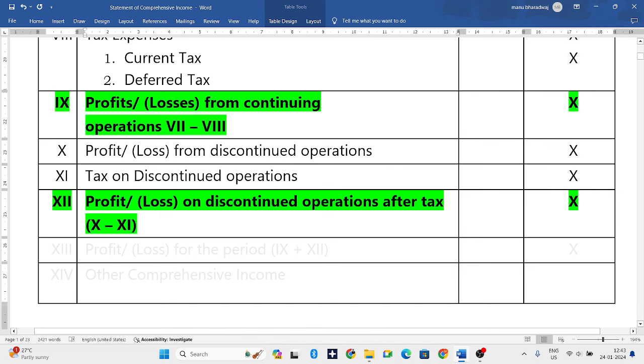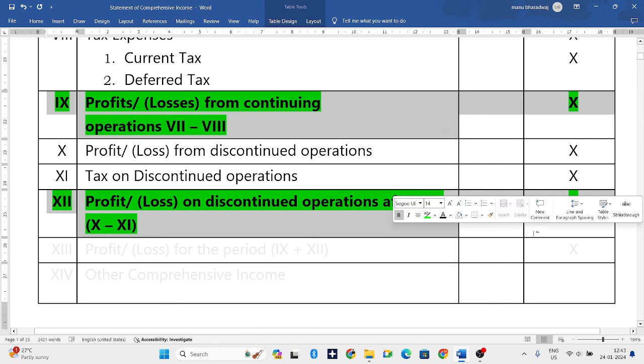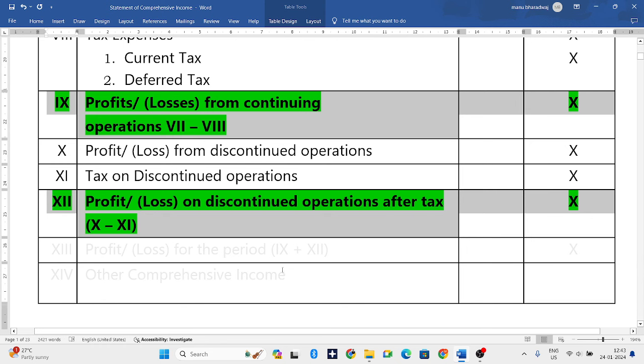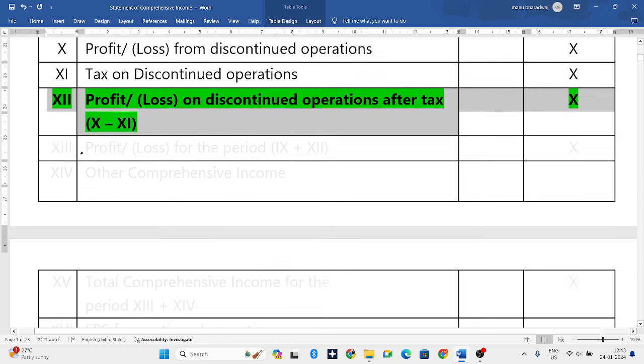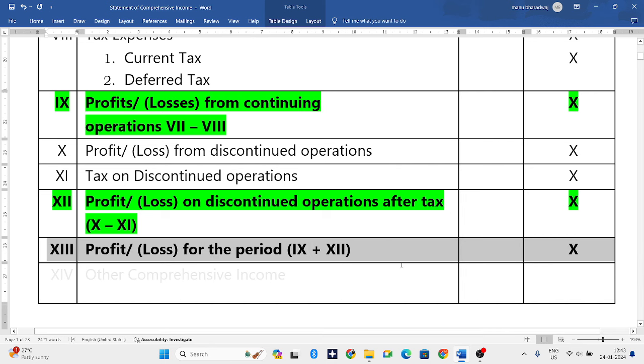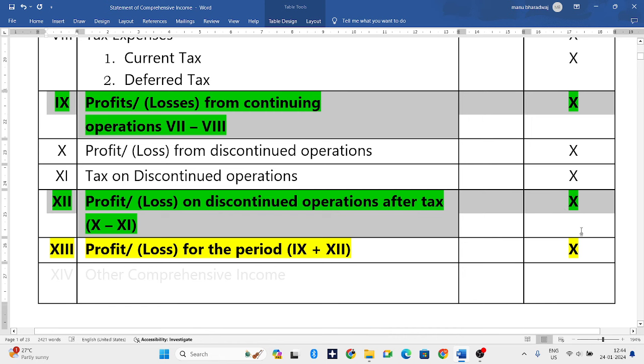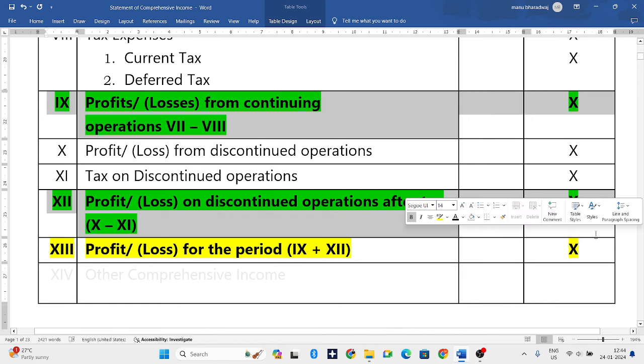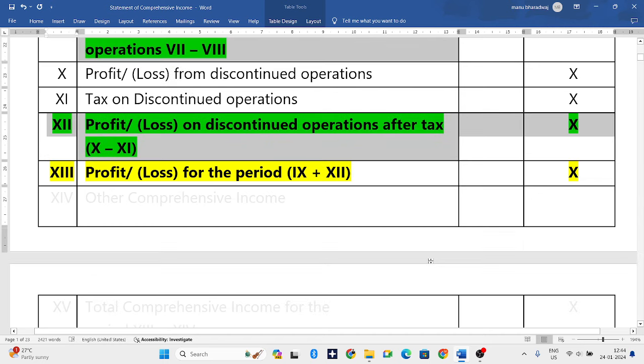So here if you see the 9th point, we have profit from continuing operations, and the 12th point we have profit or loss from discontinued operations. Okay, now add those two, profits from continuing operations and profit from discontinued operations, we will get profit or loss for the period. So for the complete period, whether it is a profit or loss, we will get the clear picture. For that we have to add the 9th point, that is profit from continuing operations, and the 12th point, profit from discontinued operations. If we add these, we get profit or loss.